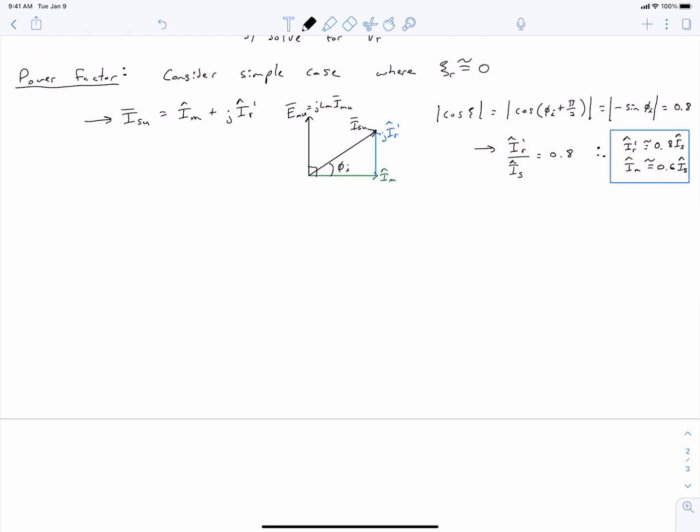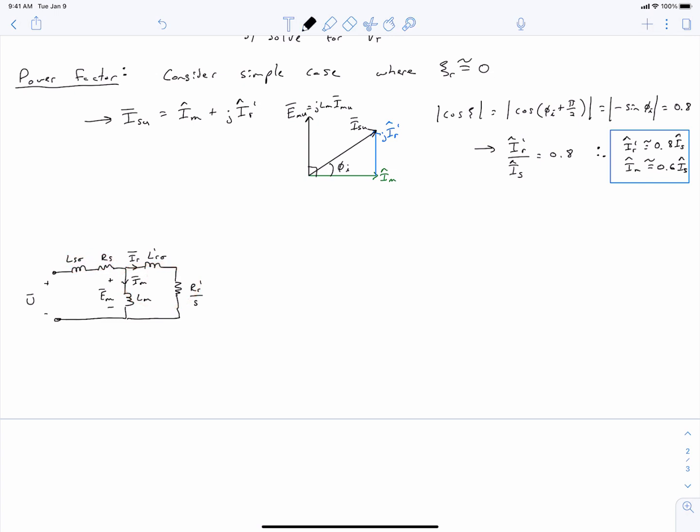And so let's consider a simplified equivalent circuit of our induction machine. To talk about power factor, we're going to further make a simplification by assuming that Rs and Ls sigma are negligible. They're so small compared to the rest of our circuit that they don't matter. That's a very, again, hand-wavy approximation.